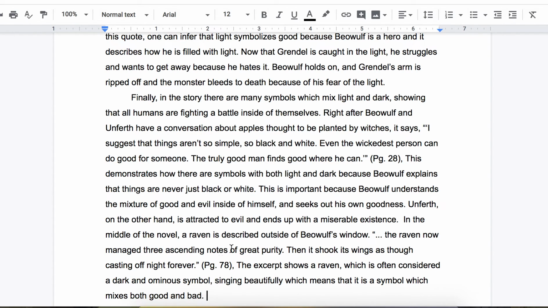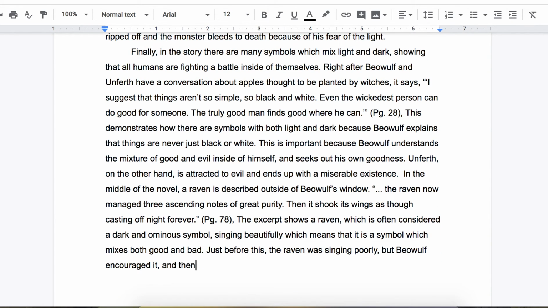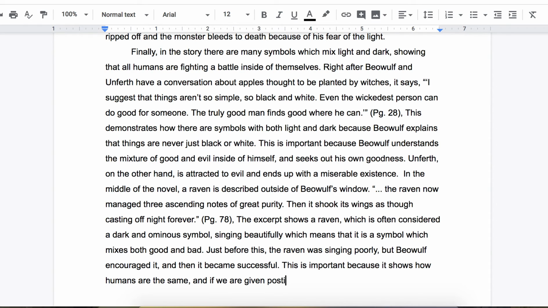So we want to explain what happened. So we say just before this, the raven was singing poorly, but Beowulf encouraged it, and then it became successful. This is important because it shows how humans are the same. And if we are given positive reinforcement, we can also become better and improve.